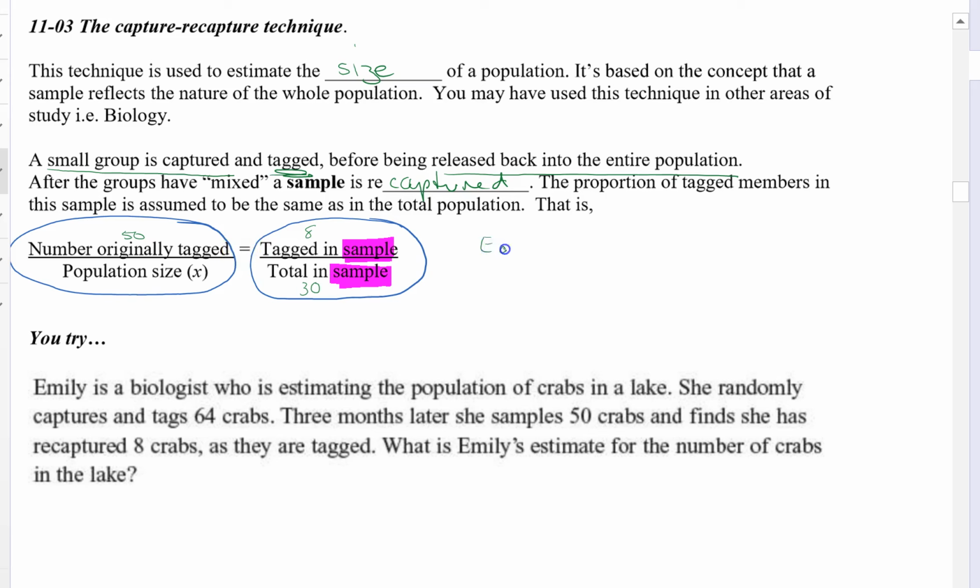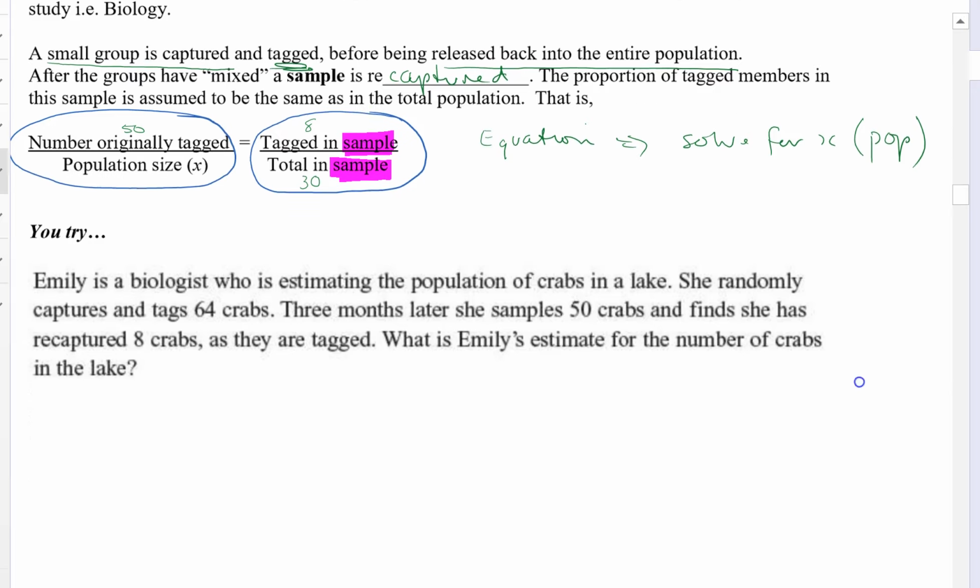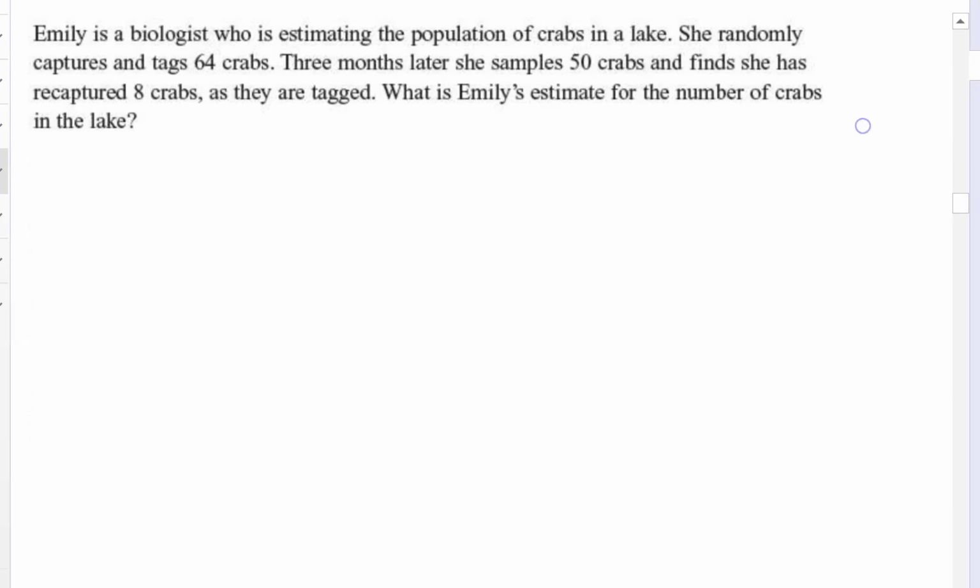That gives us an equation. And what can we do to that equation? We can solve it, in this case for x, which actually represents the population. So if we find the value of x, we've found our estimate for the population. Here in this example, we've got Emily, a biologist, estimating the population of crabs in a lake.